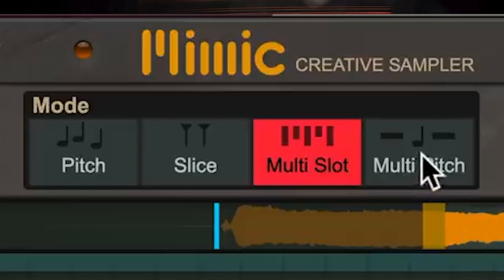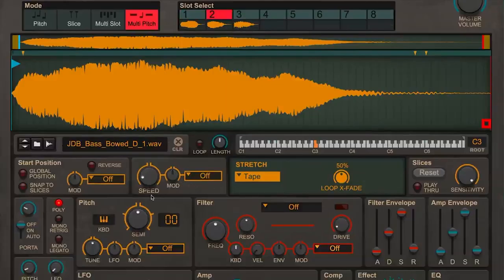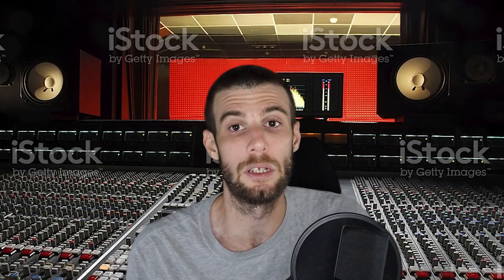Okay, so what's new in Reason 12? Well, they basically only added like four things. First thing they added was Mimic Creative Sampler. It's a creative sampler. It has four different modes, and one of them lets you layer multiple sounds and put them all in tune together, so it's actually pretty interesting. At first, I thought it looked overcomplicated and unnecessary for a sampler, but it actually has a lot of things I haven't seen in other samplers.